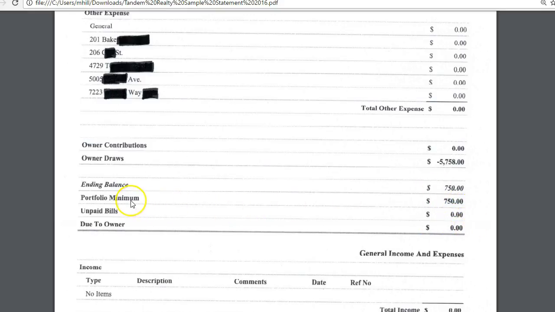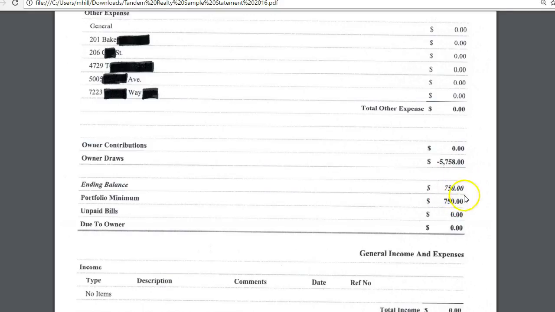So if the ending balance is $550, the portfolio minimum is $750, and there's another, say, $800 in unpaid bills, the due to owner may show $1,000, which means that we need $800 to pay the unpaid bills, and another $200 to get it back up to the portfolio minimum.